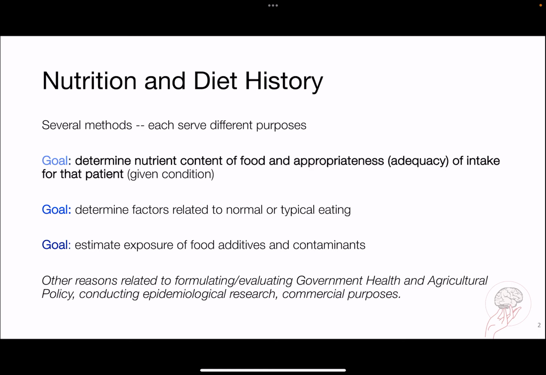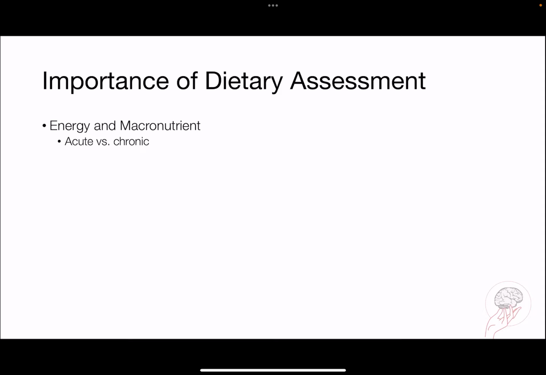Other reasons why we may need a nutrition or diet history could be related to formulating or evaluating government health and agricultural policy, conducting epidemiological research, or for commercial purposes. The dietary assessment is important. We need to look at energy and macronutrient content, both acute, so that could be within the day, within the hour, and also chronic, over an entire lifetime.